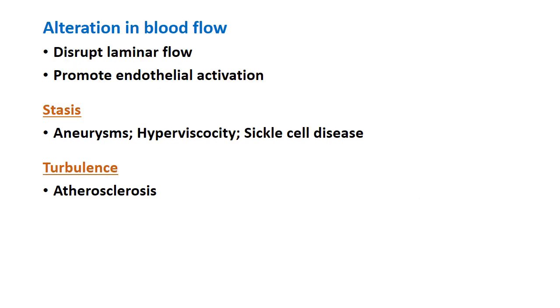And then alteration in blood flow. Alteration in blood flow is seen in two different forms: one is stasis and another one is turbulence. Either stasis or turbulence results in disruption of the normal laminar flow. Whenever there is disruption of the normal laminar flow, it promotes endothelial activation, and endothelial activation increases thrombogenic properties.